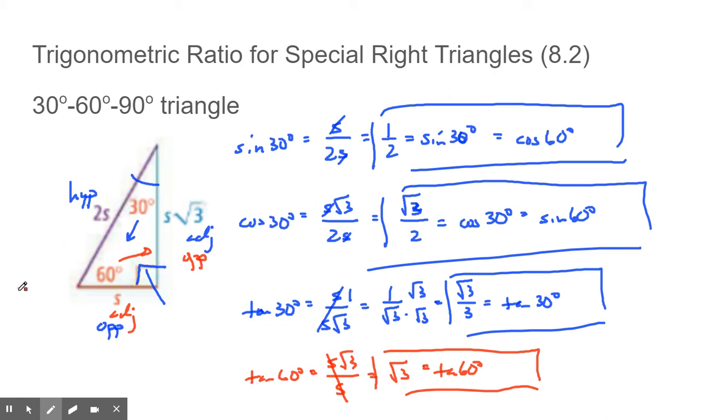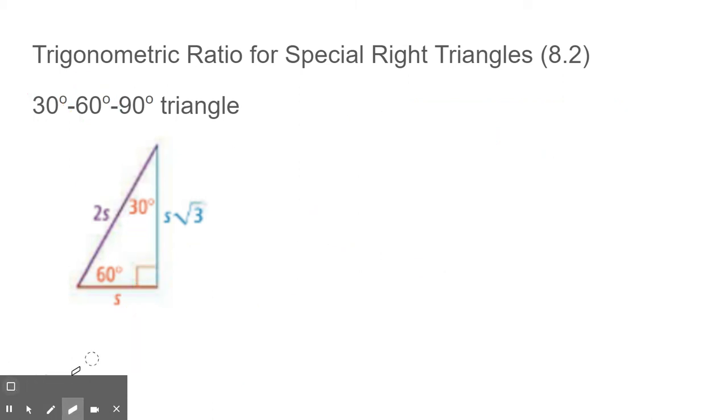Okay, so again, just trying to tie in your trigonometry with your special angle values, 30, 45, and 60 degrees. And again, hopefully this just rings a bell when you reach it in pre-calc.